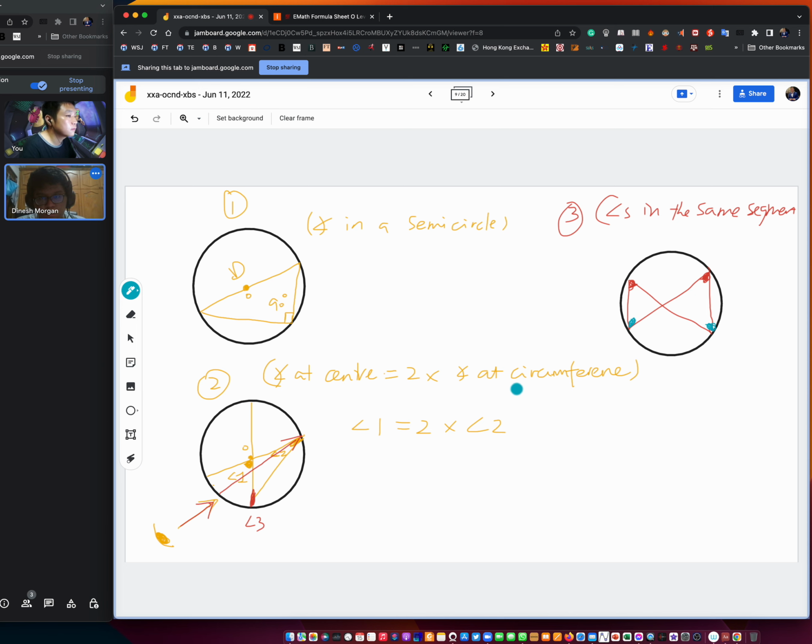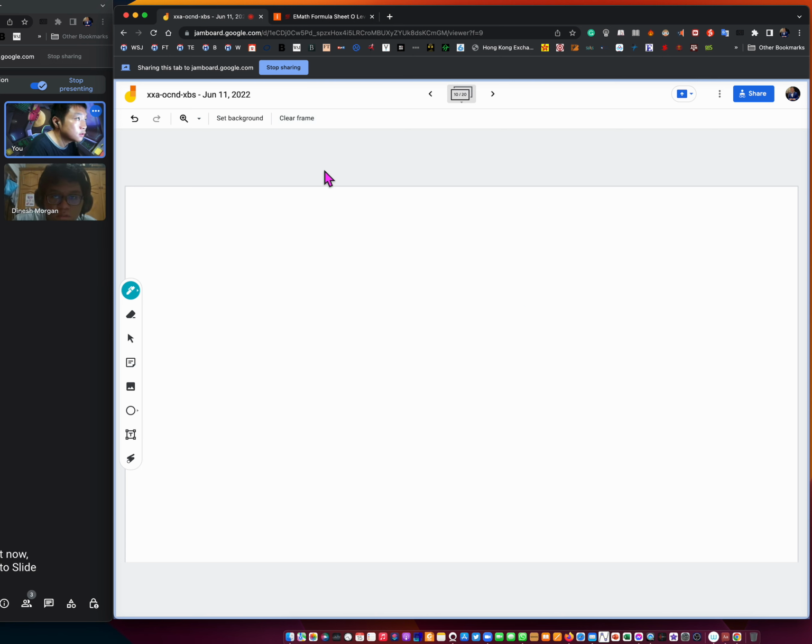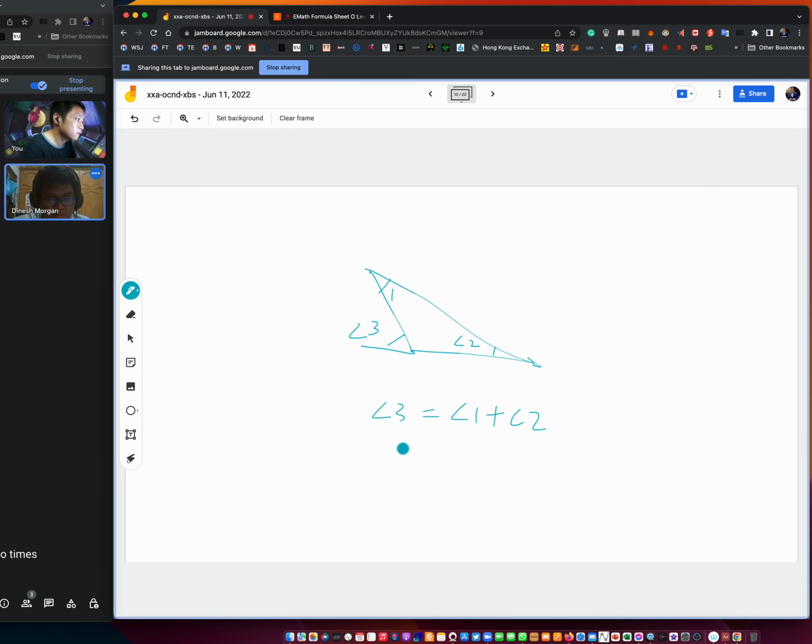Okay, let's go to slide 10. I think you're talking about this one. Angle 3 is equal to angle 1 plus angle 2, but it's not 2 times. They add up. But they are not 2 times. Okay, good. Any more rules?